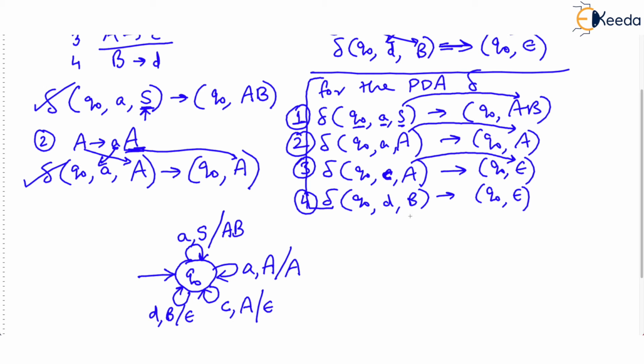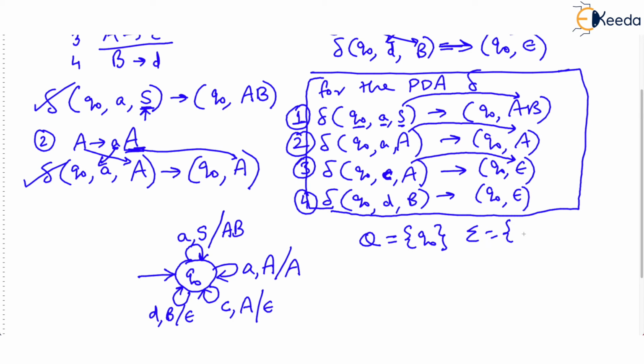What are the other details? I hope you remember. This is delta that I have written for our PDA. Q, set of states, only one state. Correct? Sigma, input symbols, all terminals, a, c, d. Right? Stack symbols, all non-terminals, S, A, B. Yes? Z0, the initial stack symbol, is S, the start symbol. This will be there initially on the stack. Correct?